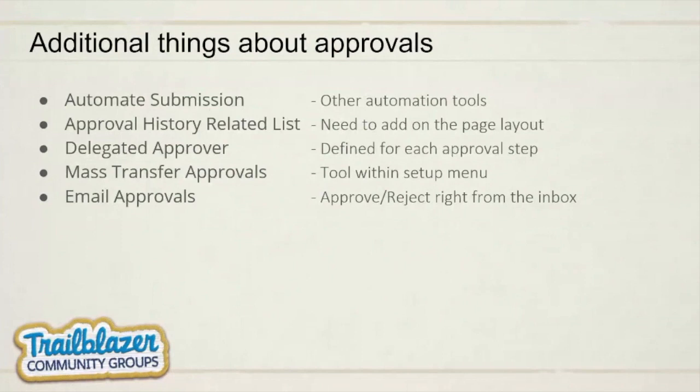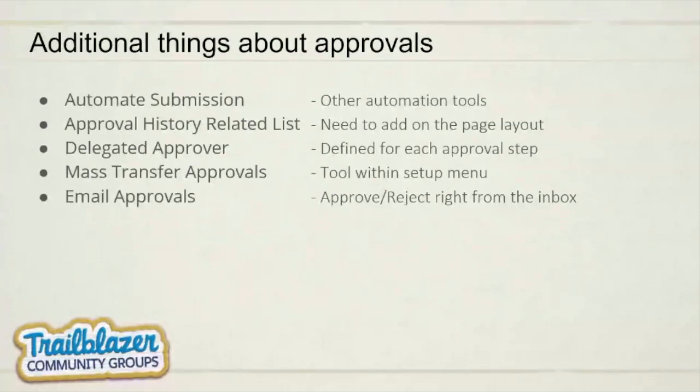Then you have a delegated approver. So a delegated approver can be defined for every step. So let's say the approver you choose is on vacation and is not available for approving the records. So the approver can choose a person in his user record as a delegated approver. So once the user chooses his delegated approver, the person who is the delegated person for that approver can also approve the records on his or her behalf.